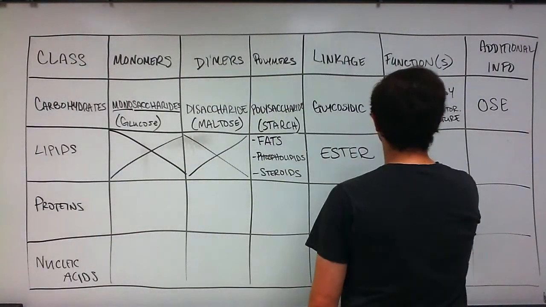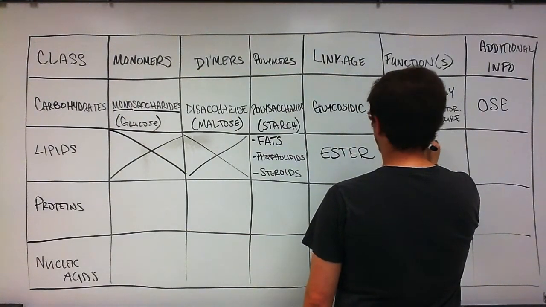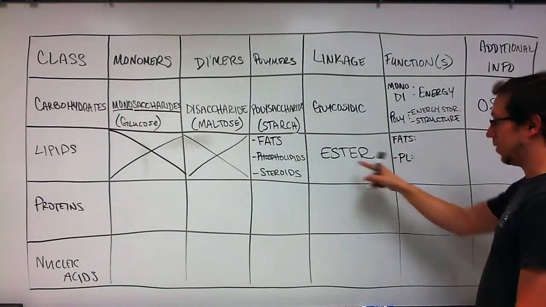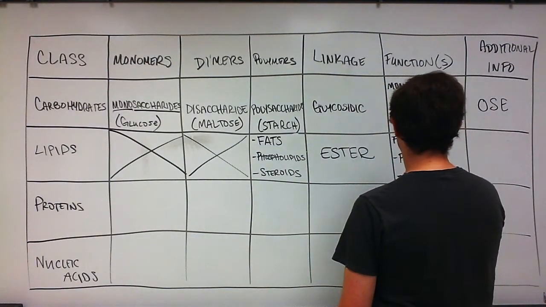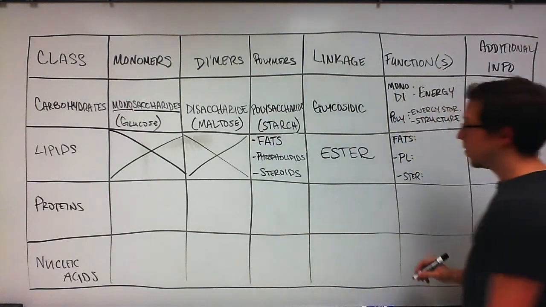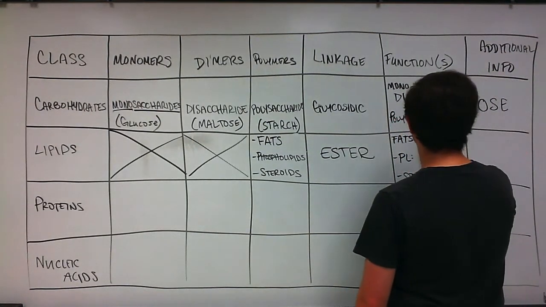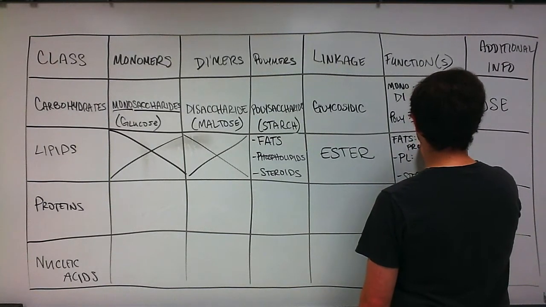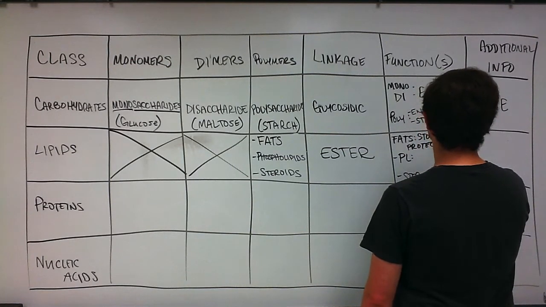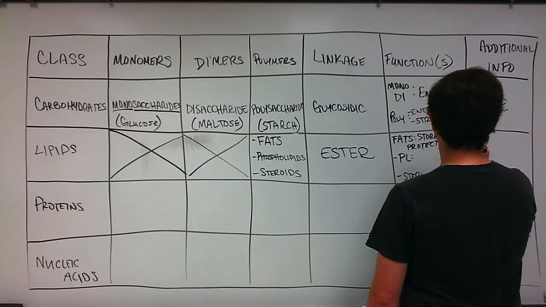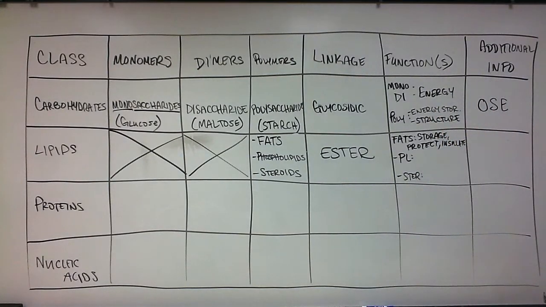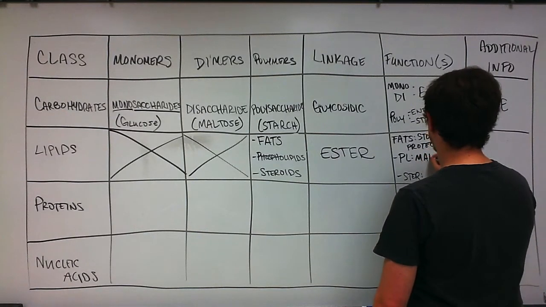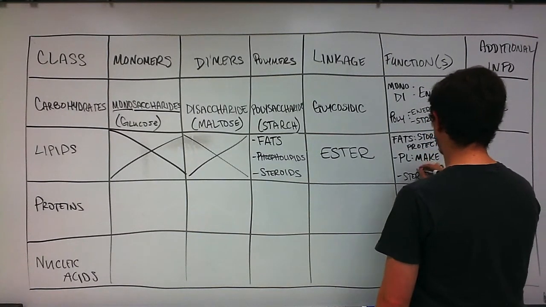Now when we talk about functions of these molecules, going to abbreviate phospholipid as PL for now. Okay. Fats are going to serve the purpose of long-term energy storage. They're also going to serve to protect and insulate. Okay. Phospholipids are going to be used to make up membranes.